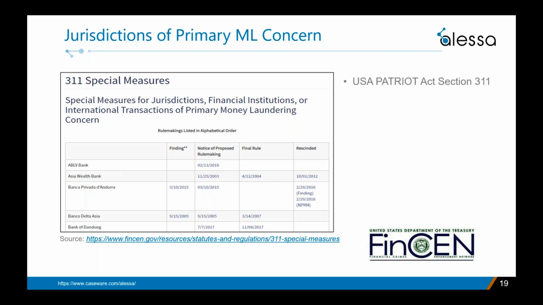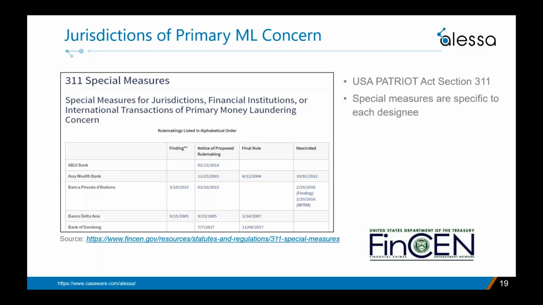And these designations come about through Section 311 of the USA Patriot Act, which gives the Secretary of the Treasury the authority to designate a foreign country or financial institution, class of transaction, or type of account as being of primary money laundering concern. What this means is that domestic financial institutions must take certain special measures against the entity of primary money laundering concern.